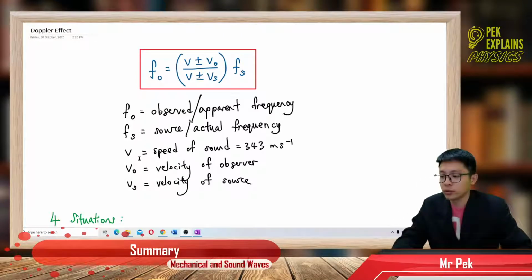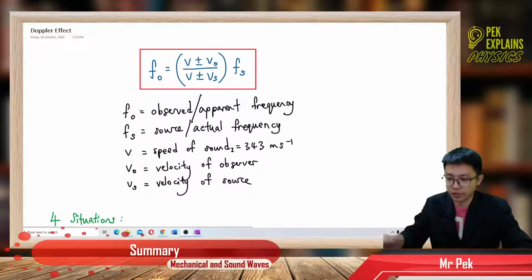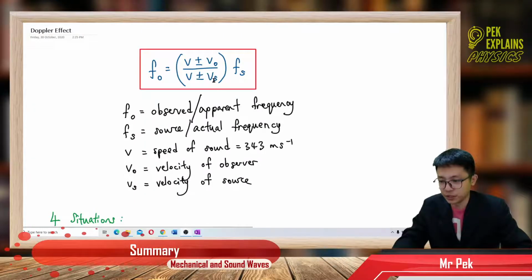And v is the speed of sound. The speed of sound is constant, given in the questions, normally 343 meters per second. The velocity of the observer is always at the top. Velocity of the source is at the bottom. So you must be careful with the sequence.